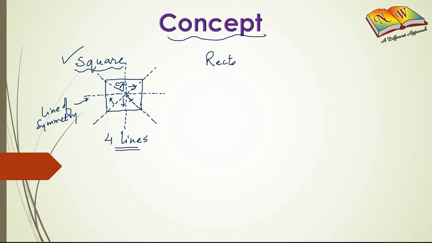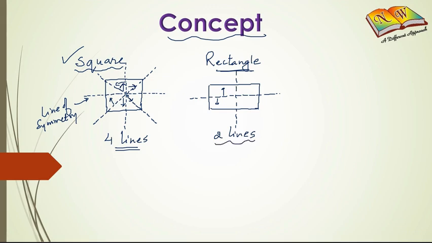Likewise, if you have a rectangle, we can draw some lines of symmetry in case of a rectangle also. Can we draw a vertical line like this, which divides the rectangle into two equal halves? Obviously, yes. And a horizontal line that also divides the rectangle into two equal halves. But the diagonals are not going to be the lines of symmetry here. Try to find out a reason for that. A rectangle has only two lines of symmetry.